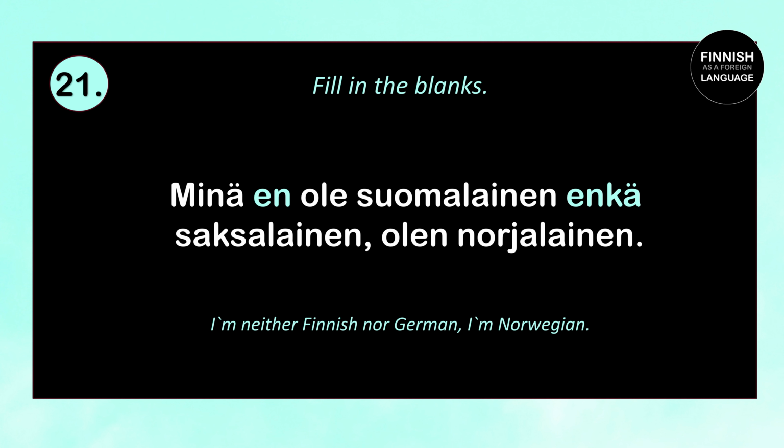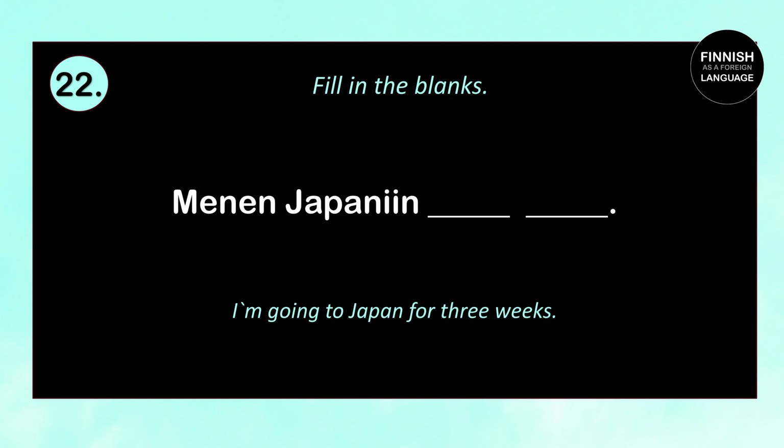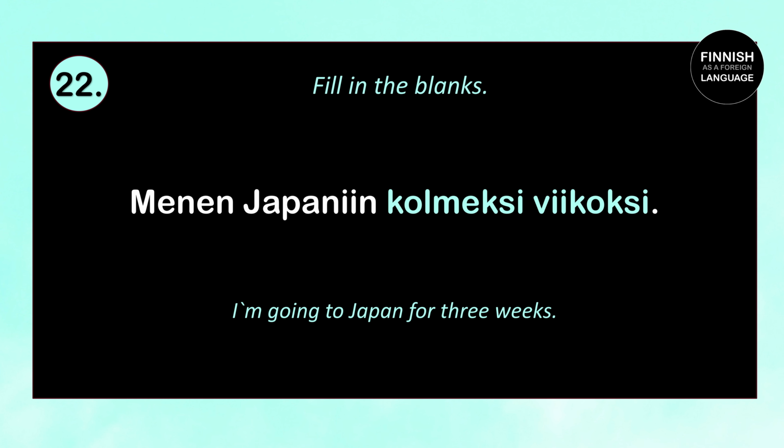Alright, next one. Translative. We want to say I'm going to Japan for 3 weeks. Fill in the blanks. Menen Japaniin. How do you say that in Finnish? Yes, it is 3 viikoksi. Menen Japaniin 3 viikoksi. Here we need the translative case because we want to express already in advance for how long we are going somewhere. So let's repeat. Menen Japaniin 3 viikoksi. I'm going to Japan for 3 weeks.